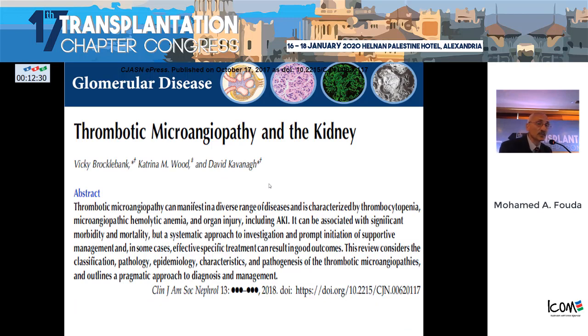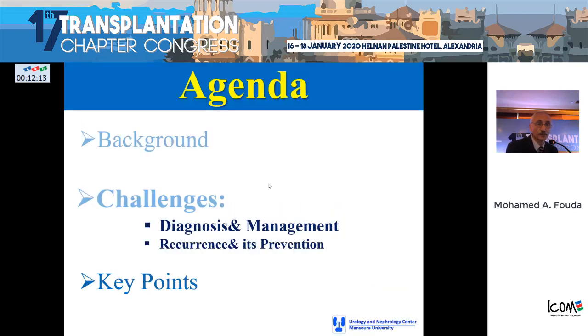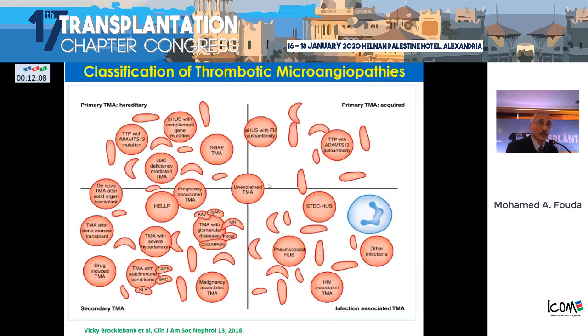This is to transfer a message that thrombotic microangiopathy can manifest in a diverse range of diseases and is characterized by thrombocytopenia, microangiopathic hemolytic anemia, and organ injury, including acute kidney injury. Usually, it is associated with significant morbidity and mortality. So, our challenge here is to diagnose and to manage. And this is an acceptable practical classification of thrombotic microangiopathy as Professor Muntasir Zaid presented.